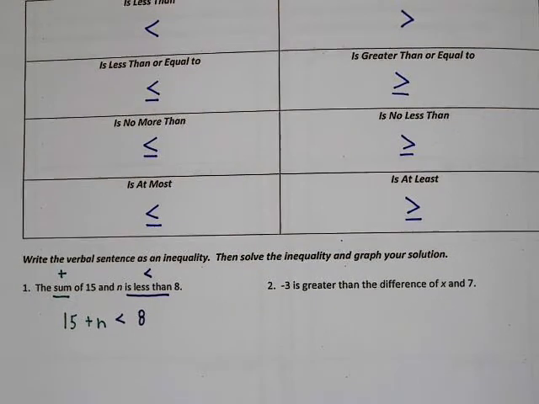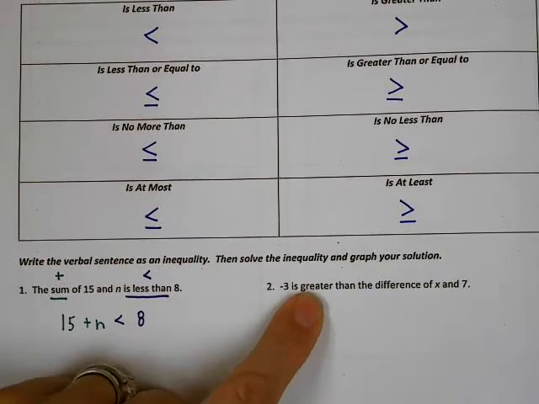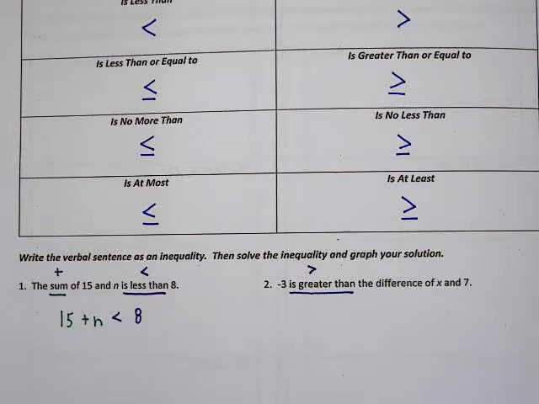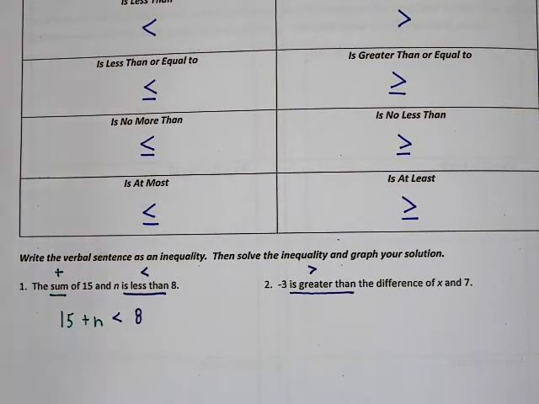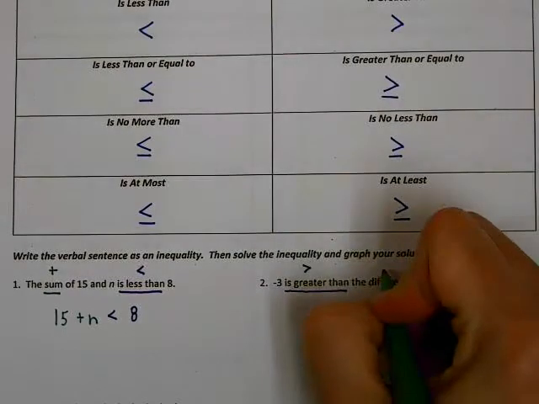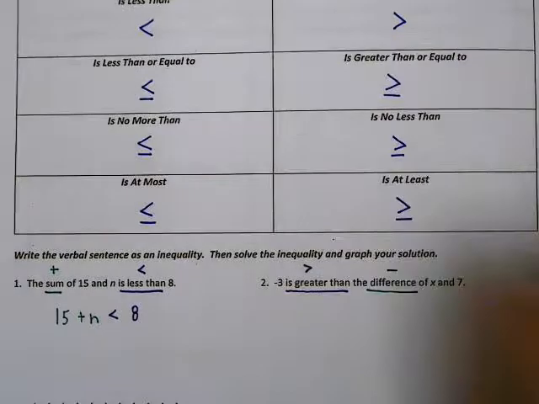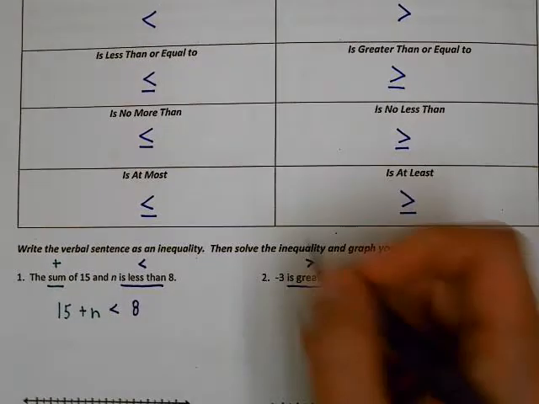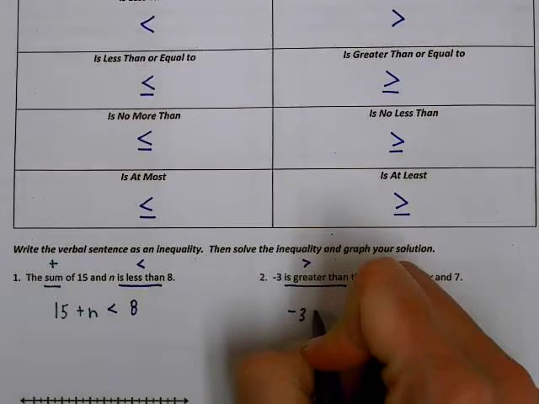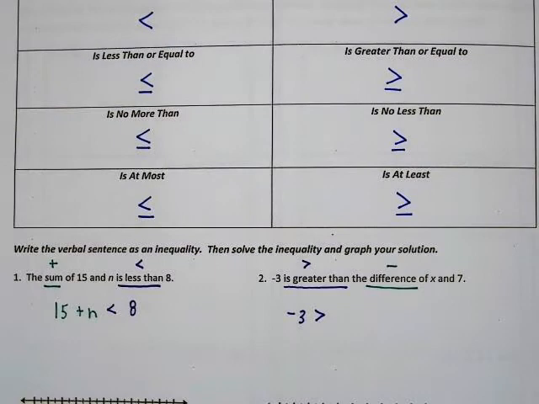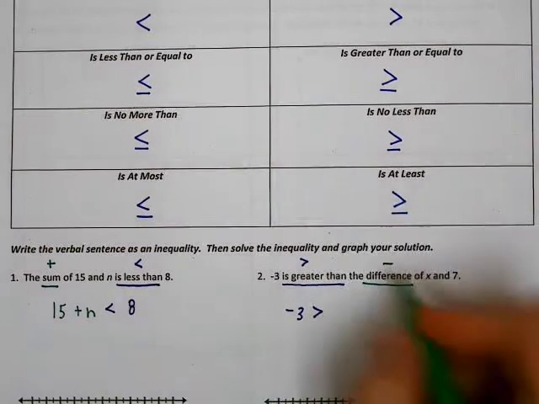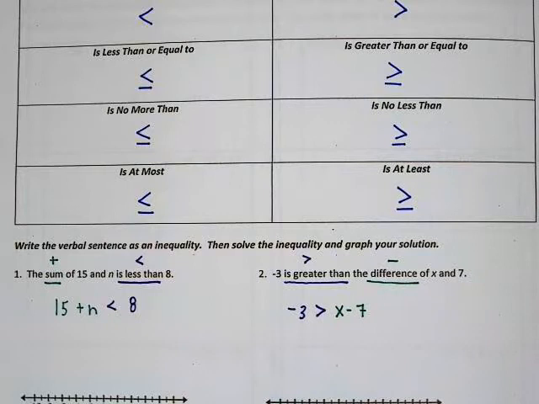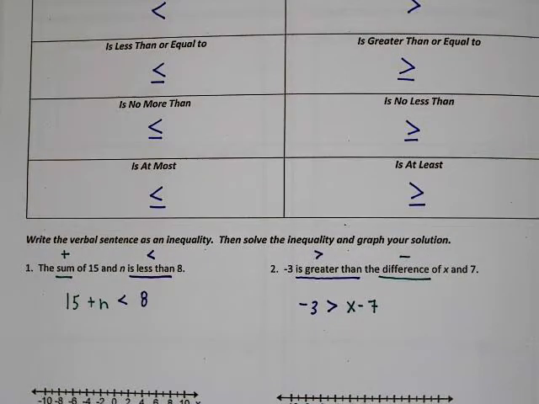Okay, number 2, let's see, it says negative 3 is greater than. When I see that, I know I have my inequality symbol. Then if I keep reading, it's greater than the difference. I know that difference is subtraction, and I have the difference of x and 7. So going from left to right, I have negative 3 is greater than, and I know I'm taking the difference of x and 7, which is x minus 7. Oh, I guess I need to go back here. I forgot to solve and graph these.